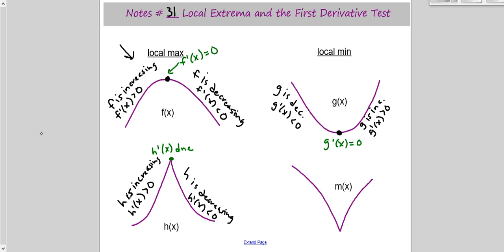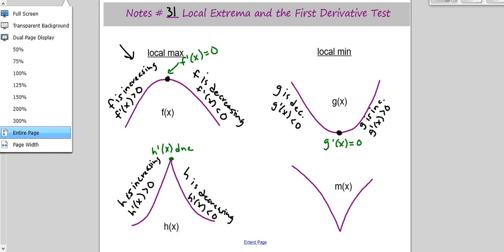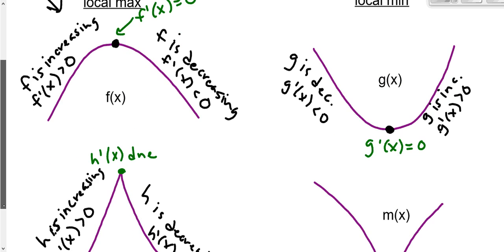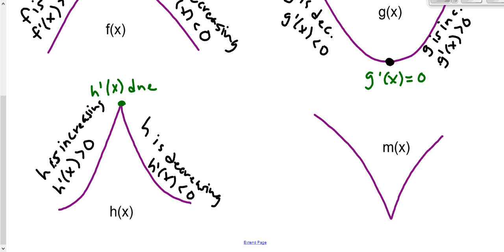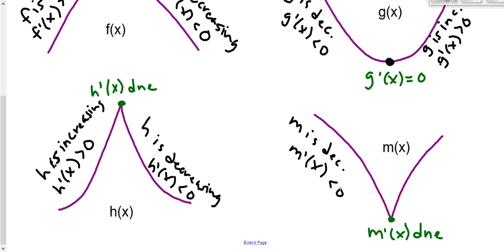And then going back to the fourth example, m of x. Here we have a local minimum, and m prime of x would be non-existent, does not exist, because there's no derivative there at that point. And on the left, m is decreasing, so m prime of x would be negative. And on the right, m is increasing, so m prime of x would be positive.